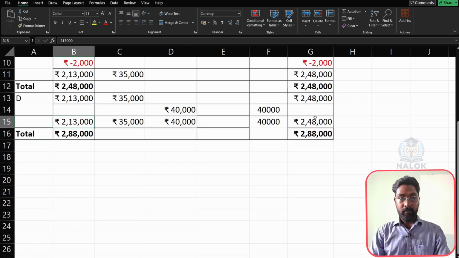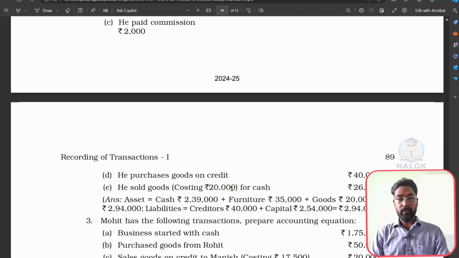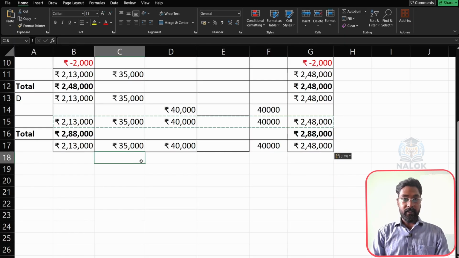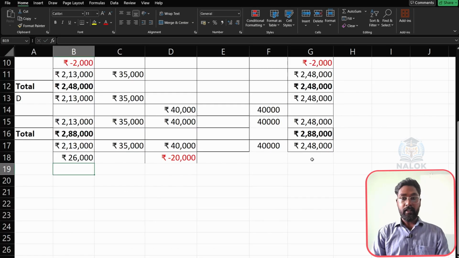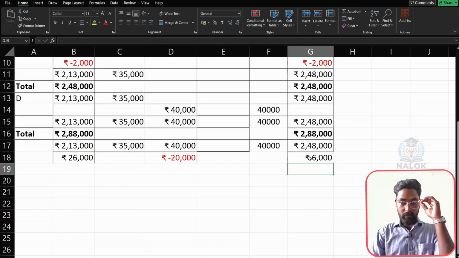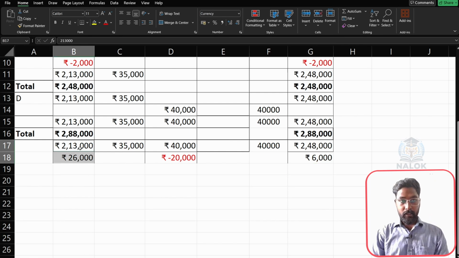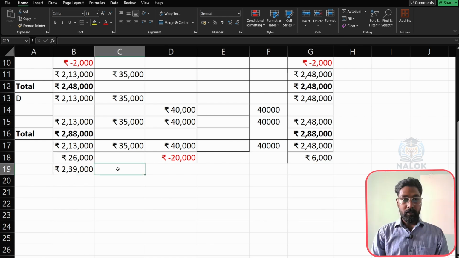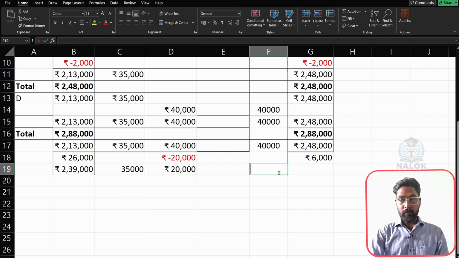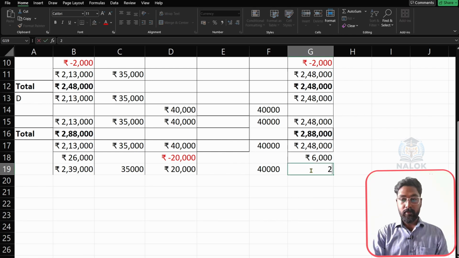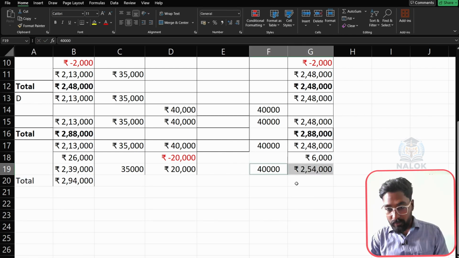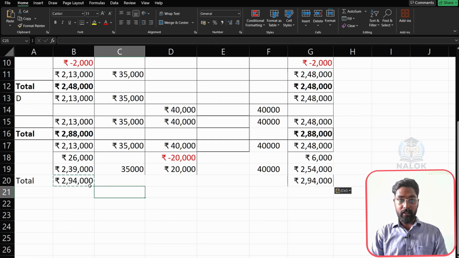Now let's analyze the fifth transaction. He sold goods worth 20,000 and received cash worth 26,000. The goods account is affected, as he sold goods worth 20,000. He received 26,000 as cash. 6,000 is the profit for the business, so it adds to the capital side. Now let's add up both. Cash is 2,39,000, 35,000 is in the furniture account, and 20,000 in goods. We're still liable to pay 40,000. 2,48,000 plus 6,000 comes to 2,54,000. Now let's total this: 2,94,000. Our accounting equation is matching.